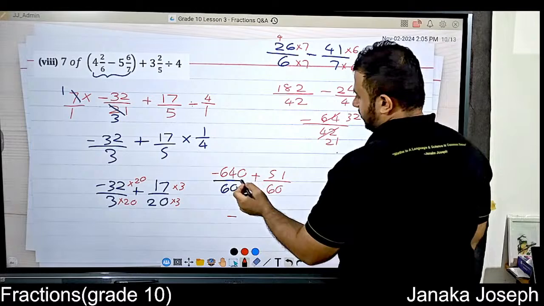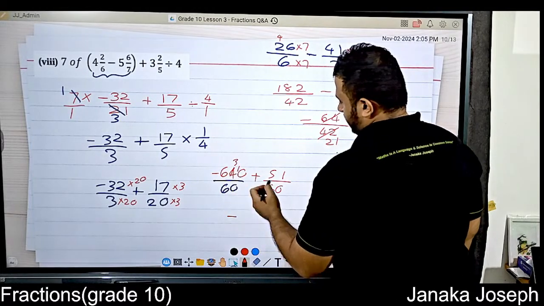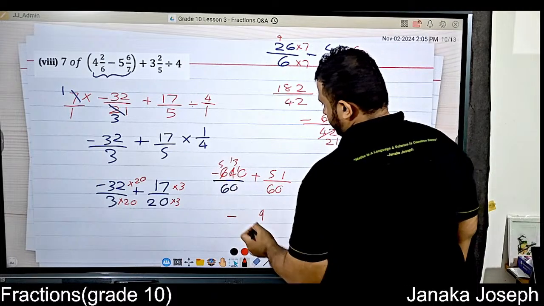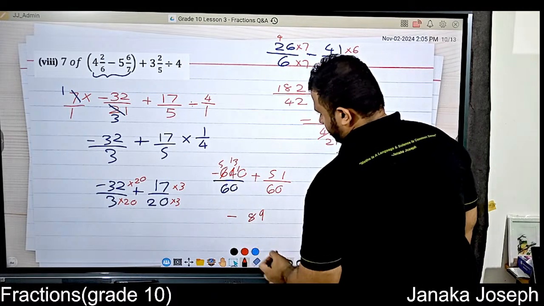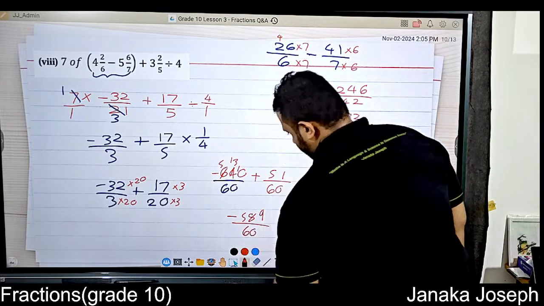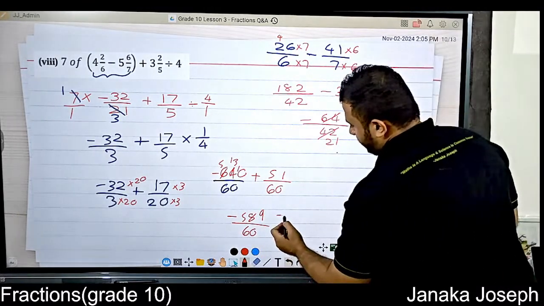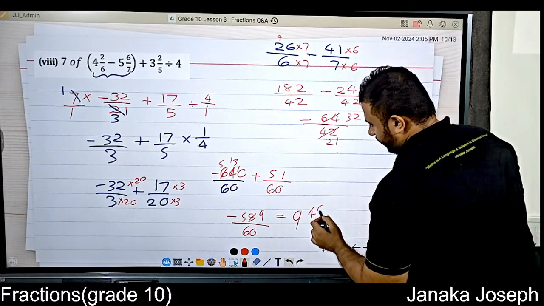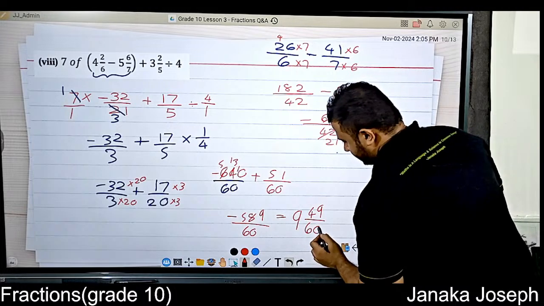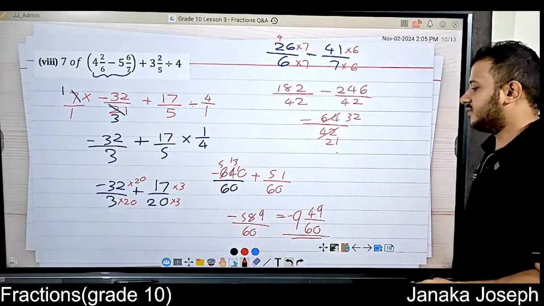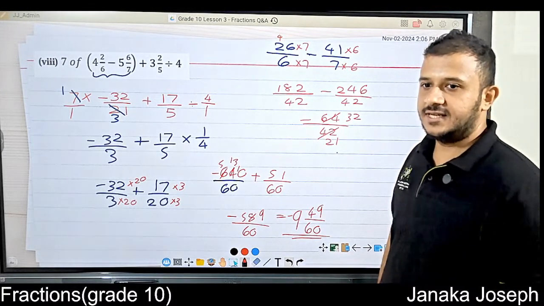Definitely can't do it as from the neighbor. That's a 9. Can't do it as from the neighbor. That's a 8 and a 5 over 60. How many 60s can go into this? 540, which is a 9. Then 49 out of 60, but negative, because negative is there. So negative 9, 49 out of 60 is the answer there.